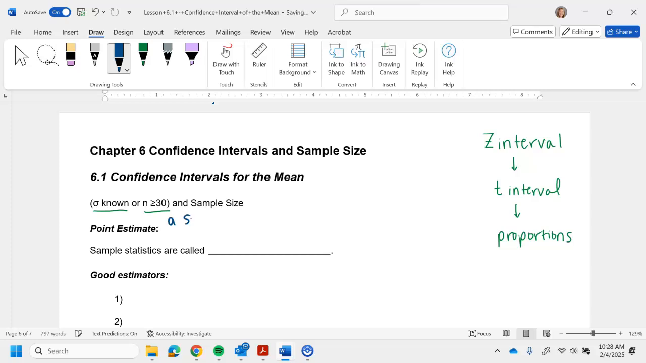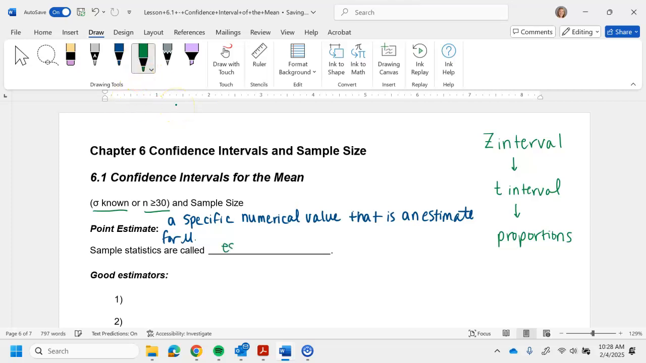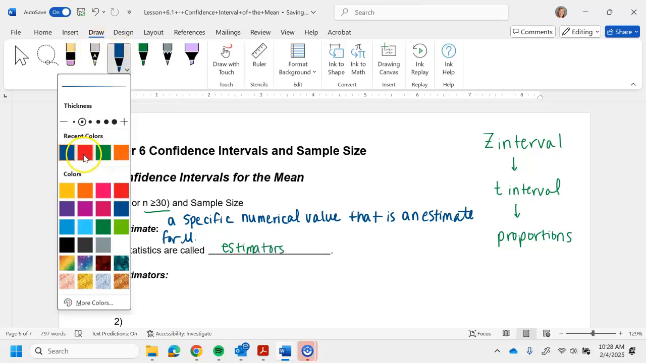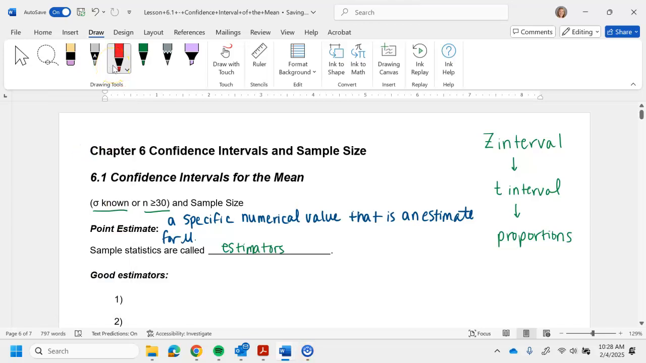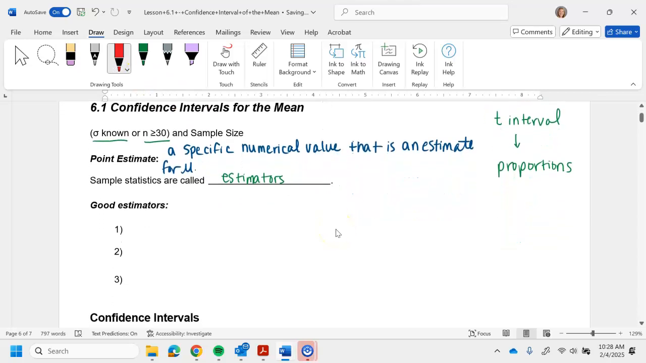So that is a specific numerical value that is an estimate for your mean. So that's your population mean. Okay, and these sample statistics are called estimators. No sample is going to be an exact replication of your population, but we do our best. So that's why these are estimators. They are not exact. So what makes something a good estimator?